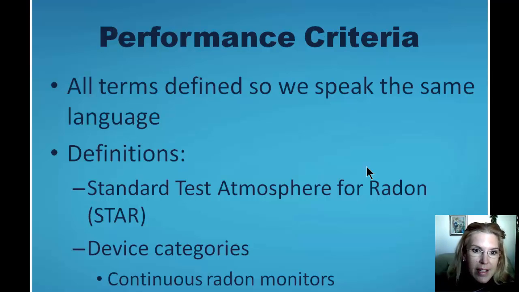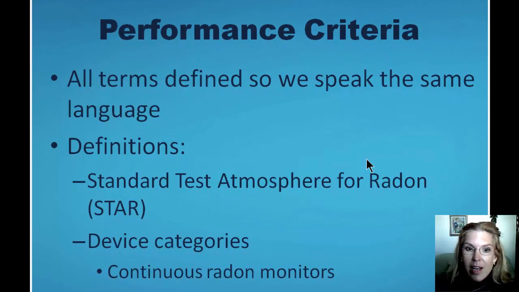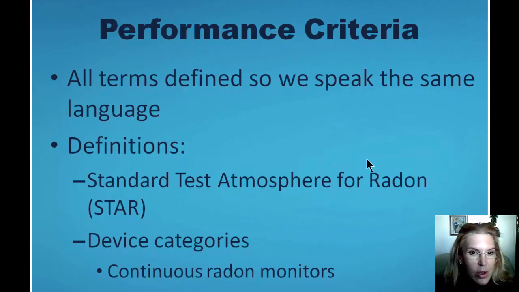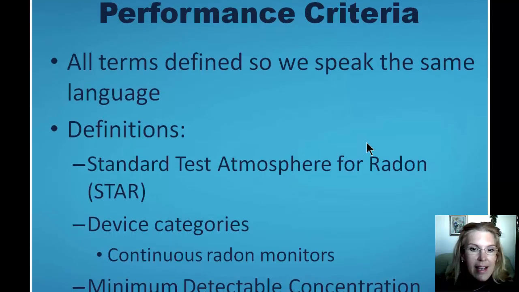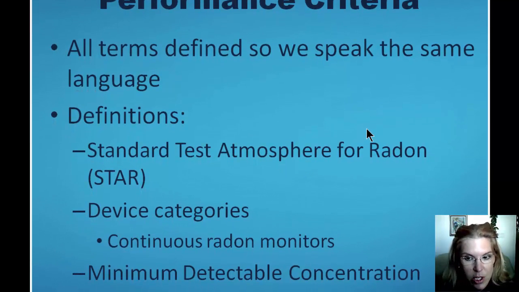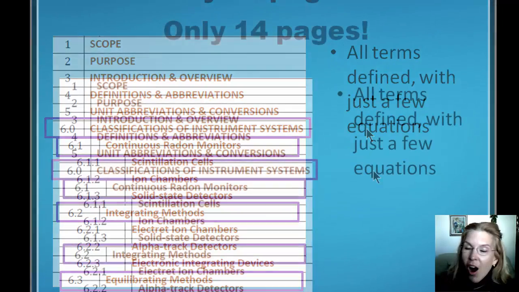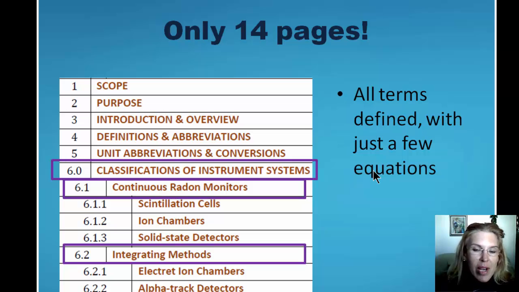We also provide definitions of device categories, and most contentiously the category of continuous radon monitors, and the definitions of device categories are not exclusive, so as new technology is developed, they can fit into these device categories. And then minimum detectable concentration, which is extremely important because, of course, we are measuring at relatively low concentrations, at least compared to background. So minimum detectable concentration is important. All that, and the standard is only 14 pages long.